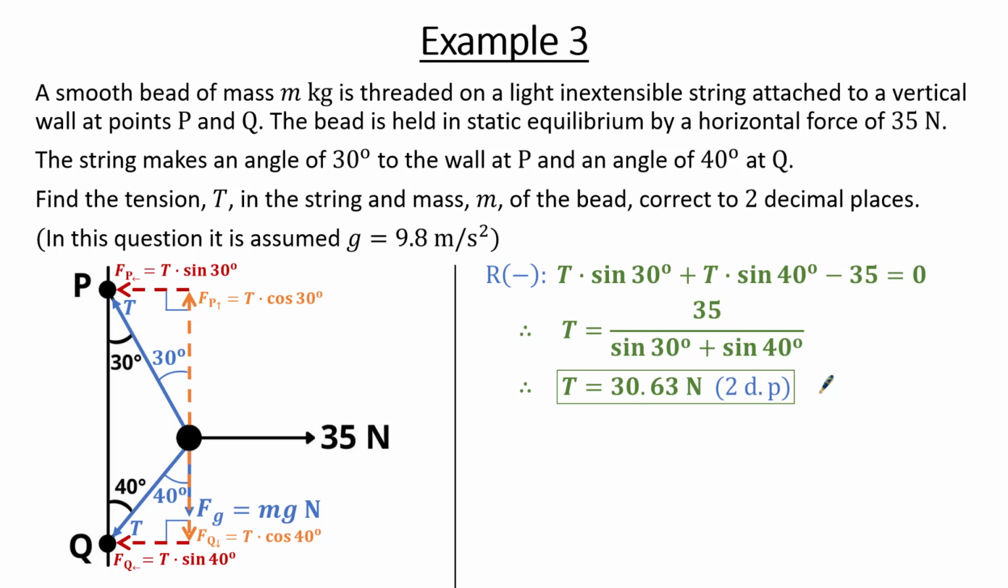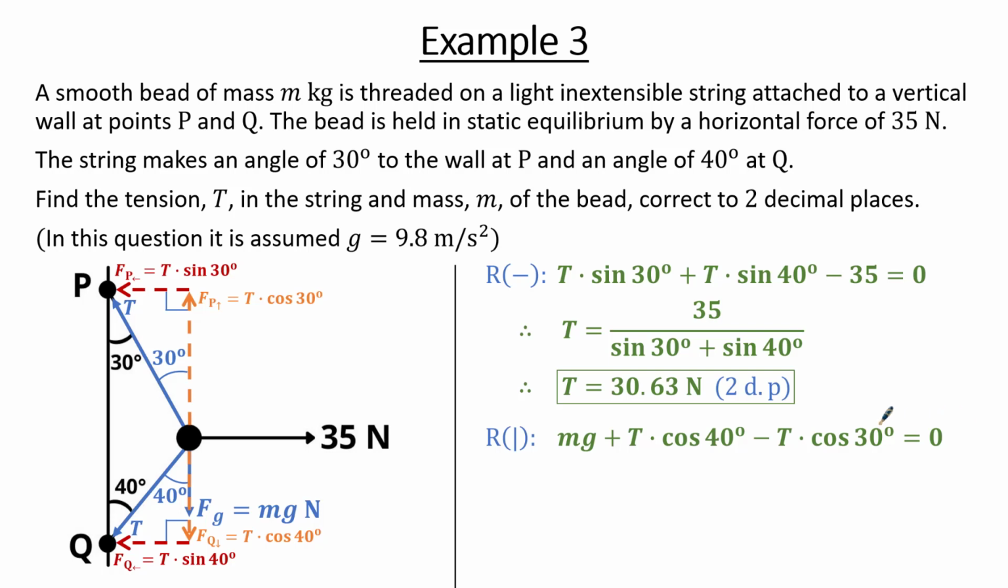Next, we resolve in the vertical direction. So we have first of all this force here due to gravity, Fg, which equals mg newtons. We have another force going down, T multiplied by cos 40 degrees, and we have this force going up, T multiplied by cos 30 degrees. So taking this down direction to be positive, we have that mg plus T multiplied by cos 40 degrees minus T multiplied by cos 30 degrees equals 0.